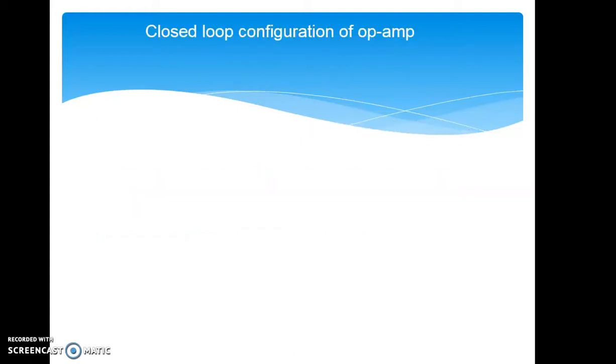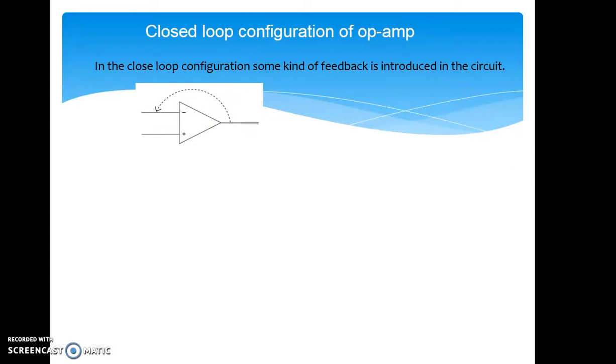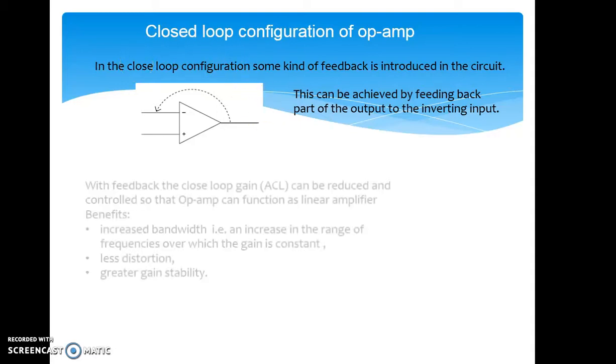Then we can consider the closed loop configuration of the op-amp. When you say it's a closed loop configuration, we use some kind of feedback in this circuit. As shown in the figure, the feedback is from the output to the input. This can be achieved by feeding back part of the output to the inverting input in this case.